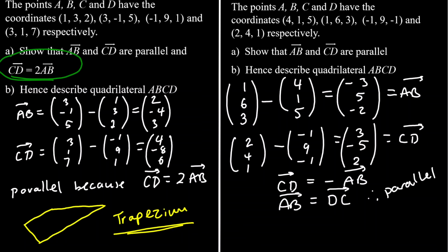Describe the quadrilateral. So we've got parallel lines, but they're equal this time. Like so, it makes a parallelogram.